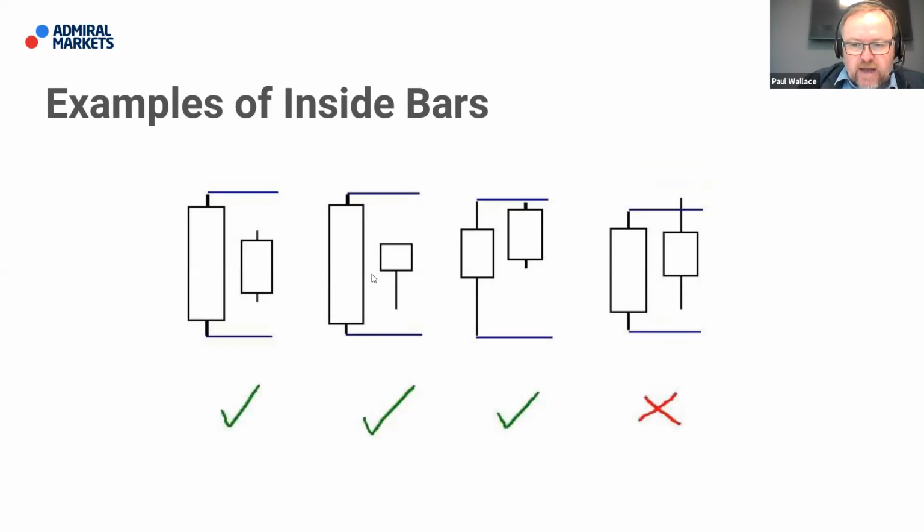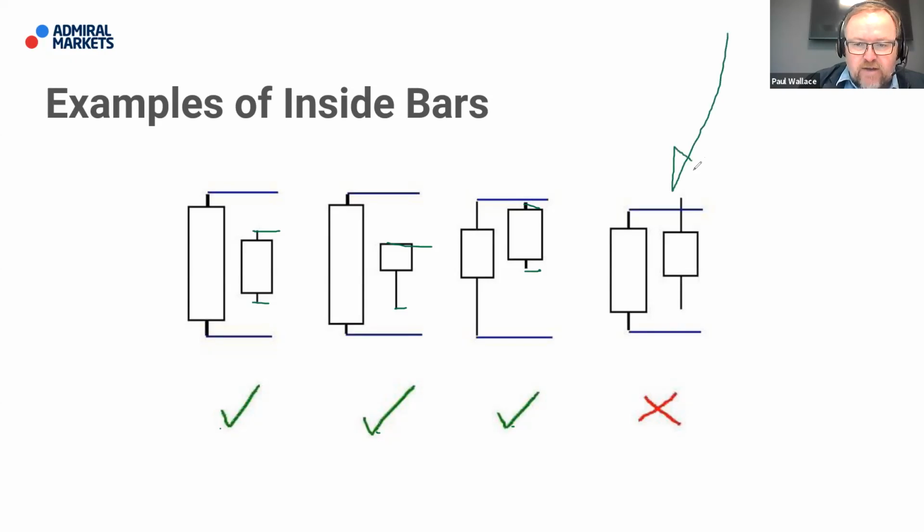So here are some examples that you can look at. As I said, the important part, we can see here we've got ticks here, is that the range, the high and the low of the bar, is clearly within the range of the preceding bar. That is what defines it as an inside bar.